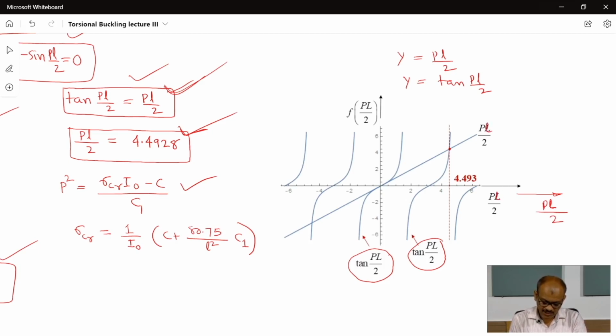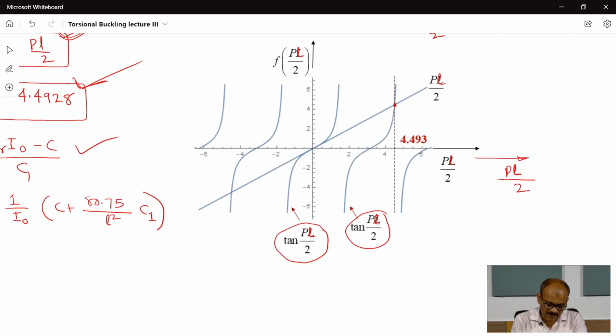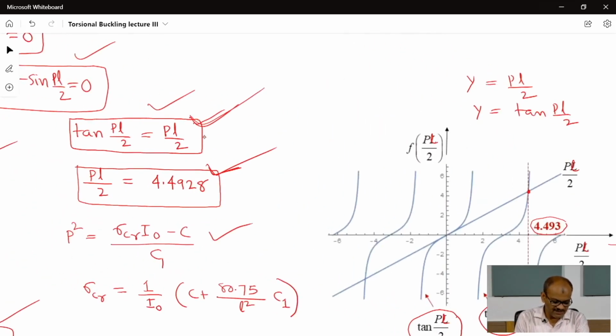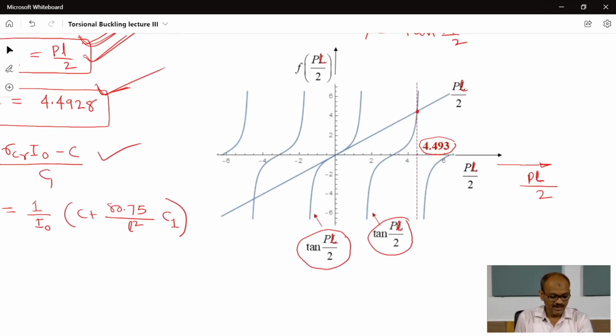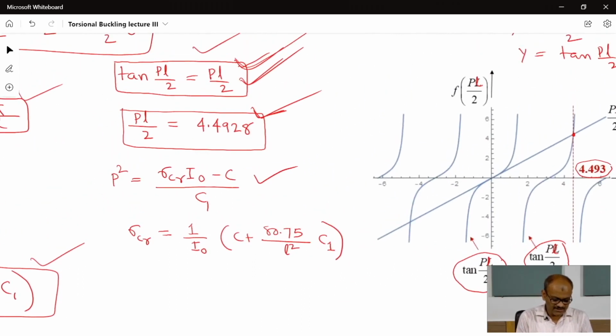This is all small l, yes. Here the intersection of these two curves, y is equal to pL by 2 and y is equal to tan pL by 2, they intersect at this point, and the smallest root is 4.493. So this is the solution of this equation. This is the minimum root of this equation, 4.493, and from that we substituted the value of p square and we got this expression of sigma CR.